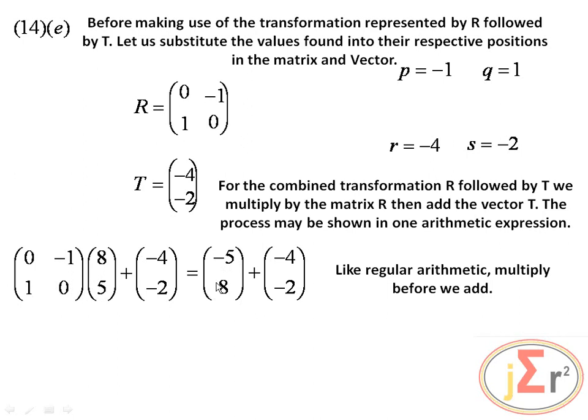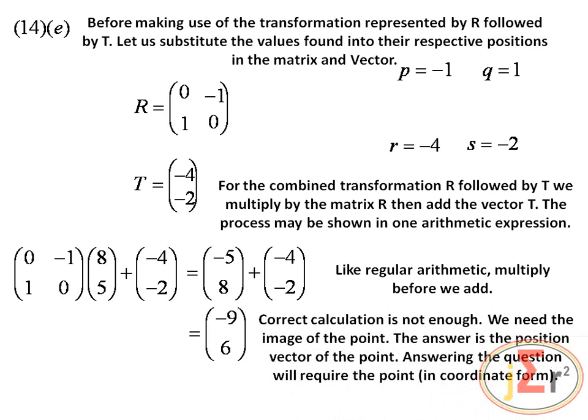Then finally we have negative 5 plus negative 4, 8 plus negative 2. Whenever we are adding numbers that have the same sign, we add the values and the answer will take the same sign as the numbers that we have added. Then the other one is 8 plus negative 2, or 8 minus 2, which is just 6. And that is all there is to it.